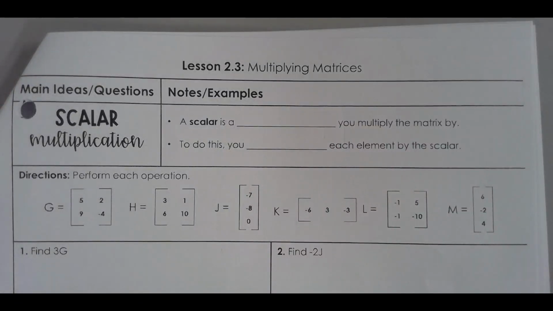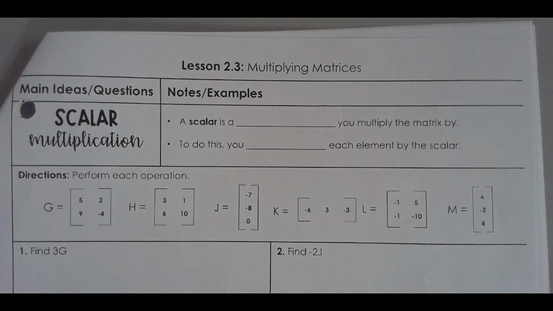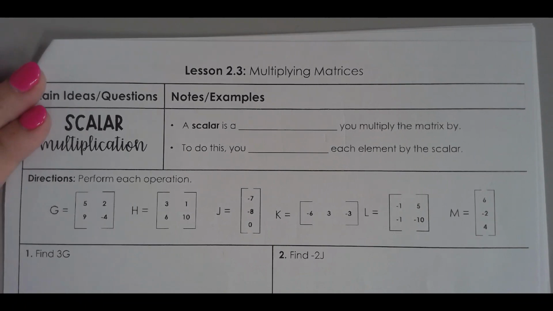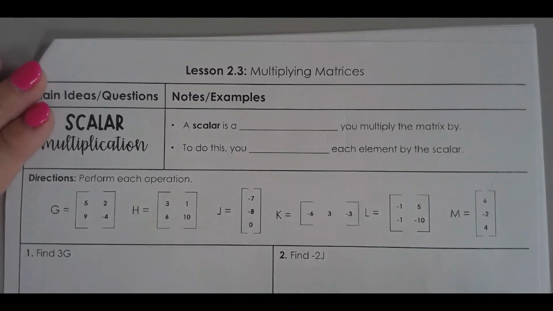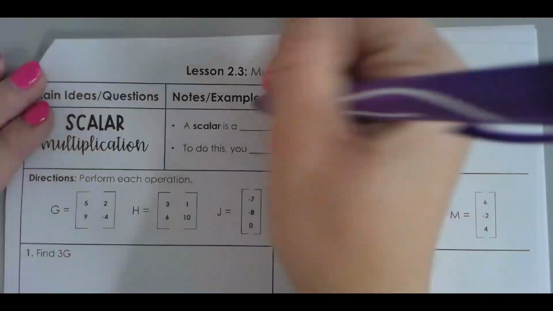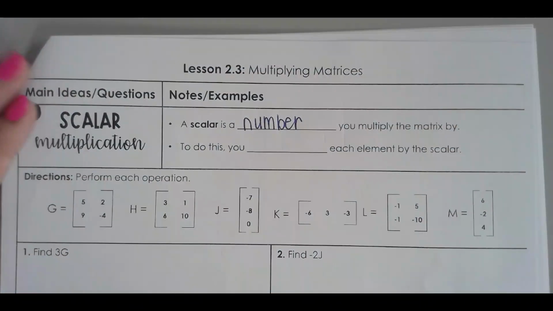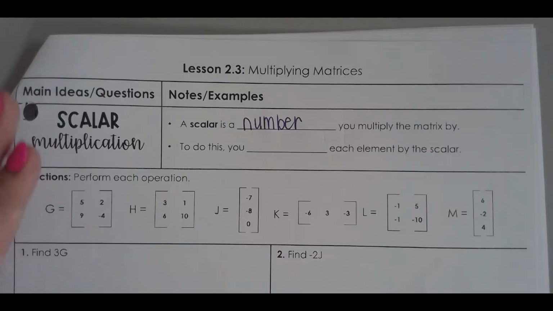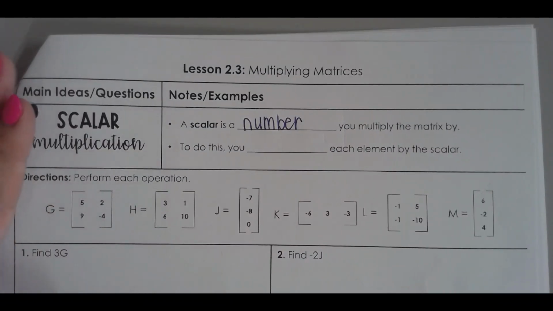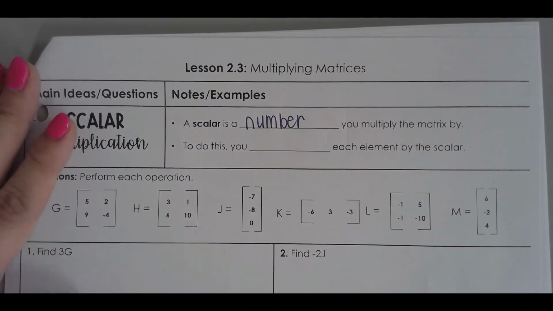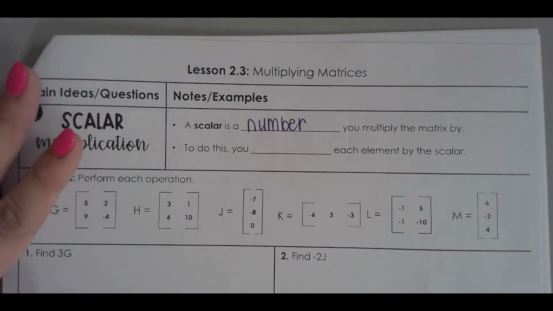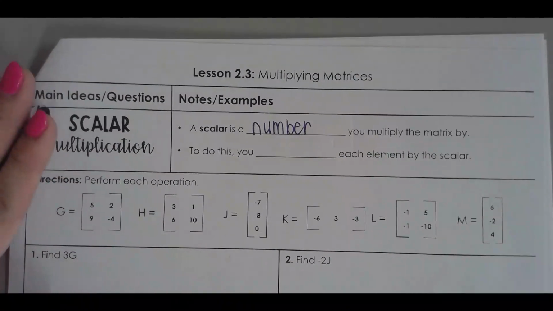Multiplying matrices, there are two types of problems that you will see. The first one is called scalar multiplication. And a scalar is a number that you multiply the matrix by. So it's just taking one number times a matrix. It's not two matrices multiplied by each other. It's one number times a matrix.